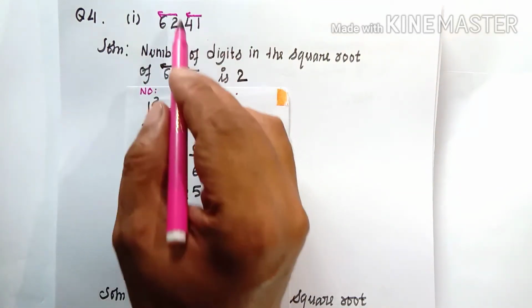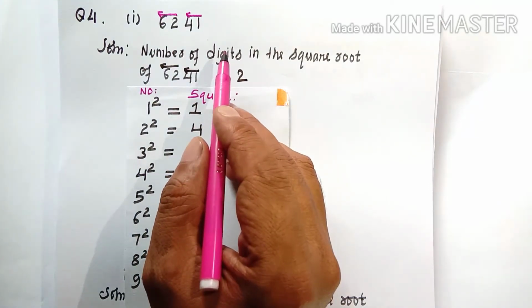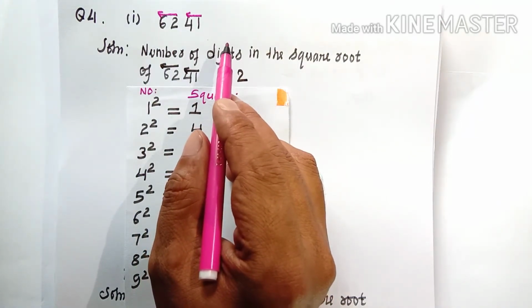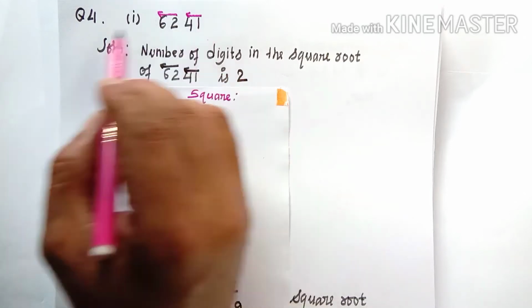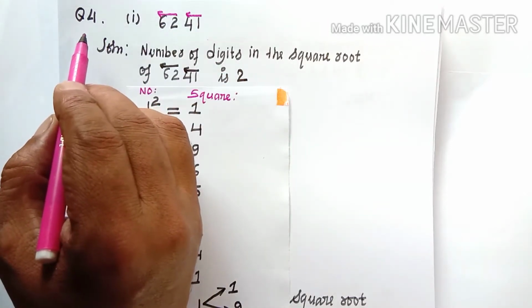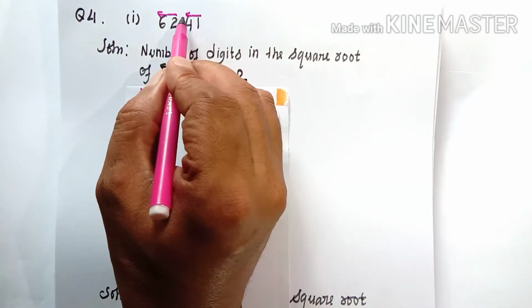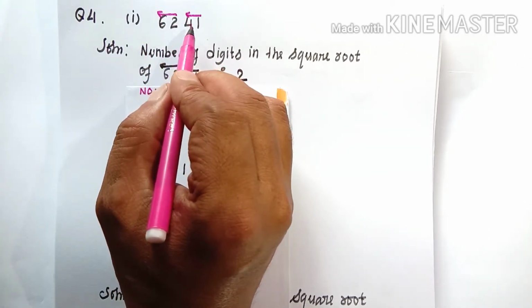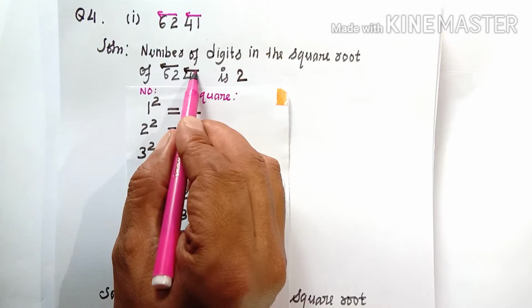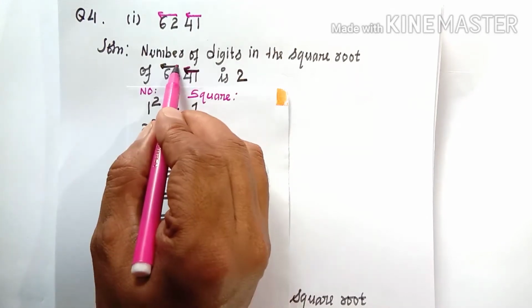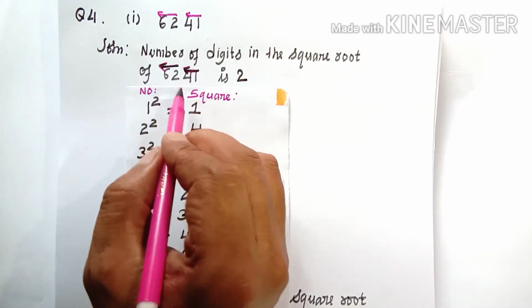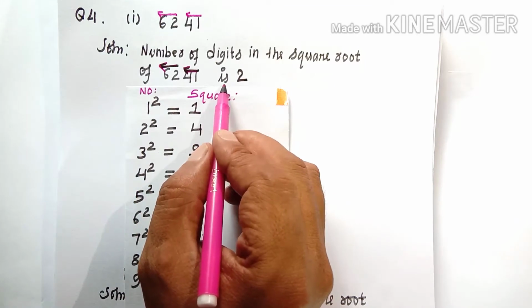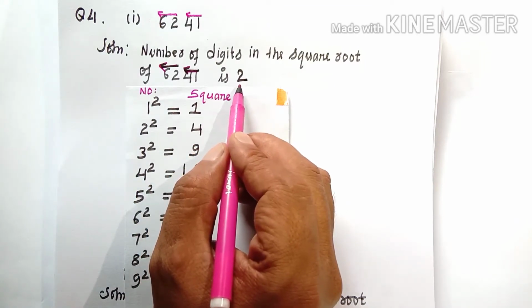6241. So the first step, you'll have to pair the given number starting from the unit place and moving to the left side. So this will be one pair, this will be another pair. Each pair we call a period. So now how many pairs do we have? This will be one pair, this will be two pairs. So two periods, that means the number of digits in the square root will be 2.